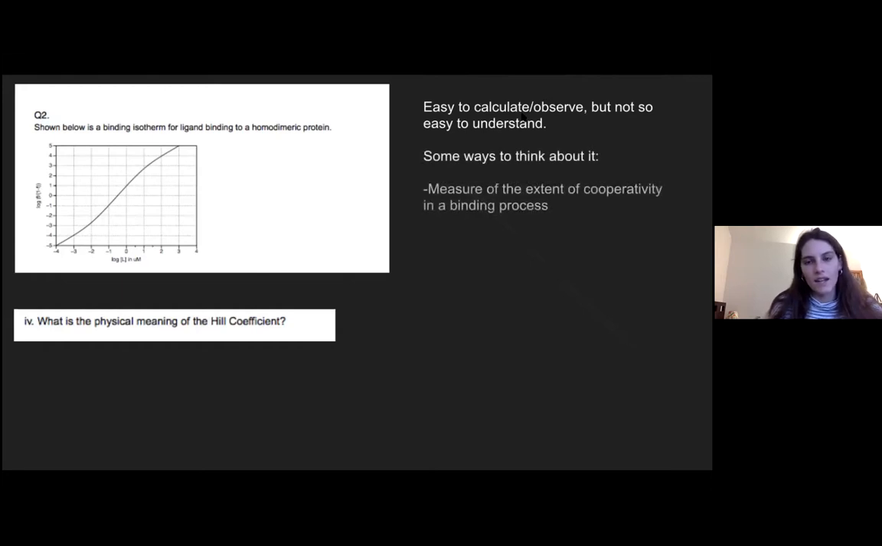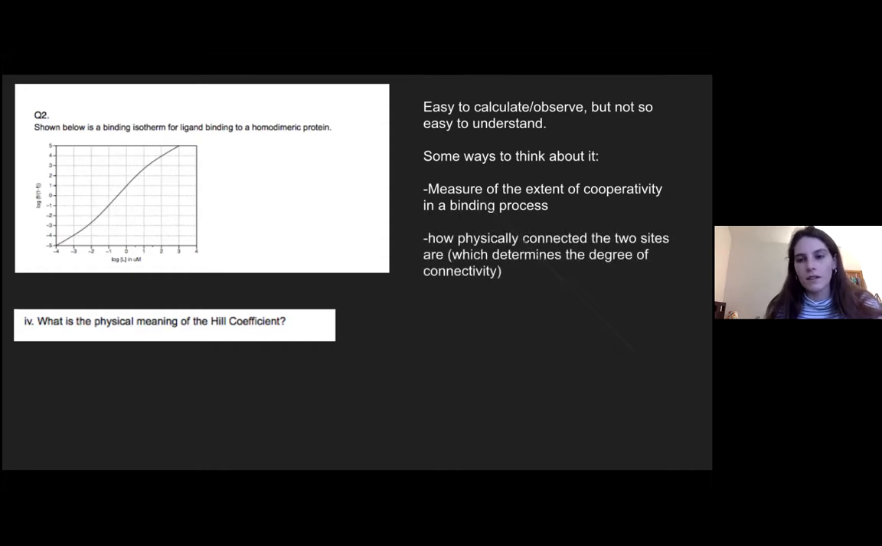But one way you can think about it is that it's a measure of the extent of cooperativity in a binding process. So the degree of cooperativity, how cooperative is it? And it also reflects how physically connected the two sites are, which determines the degree of cooperativity. So I should say cooperativity, but yeah.